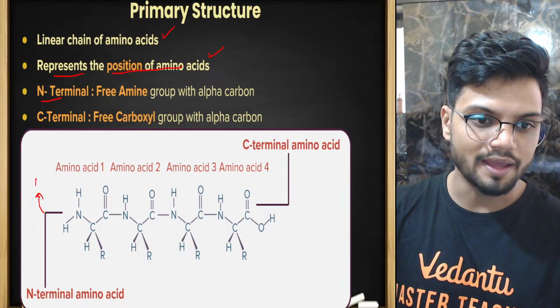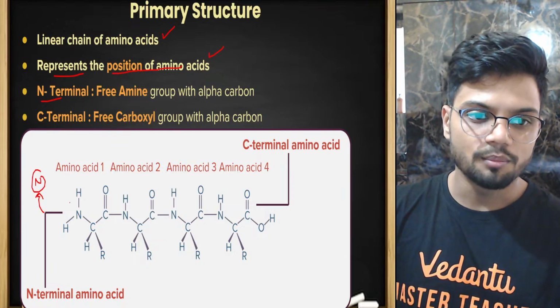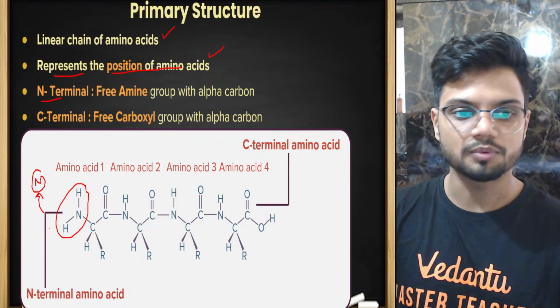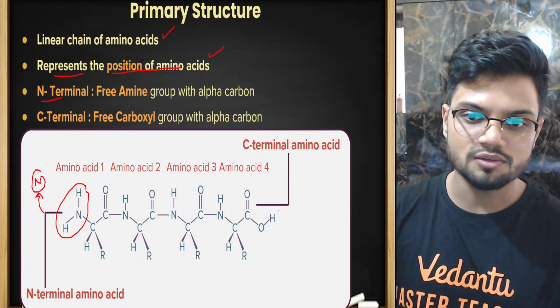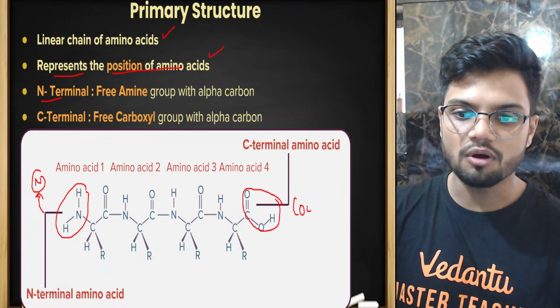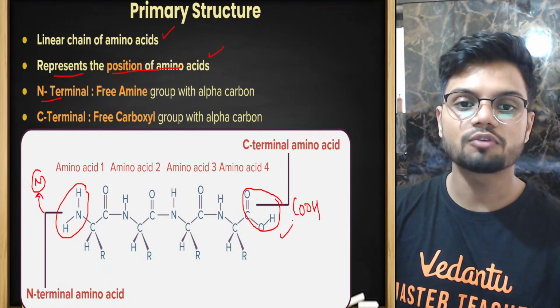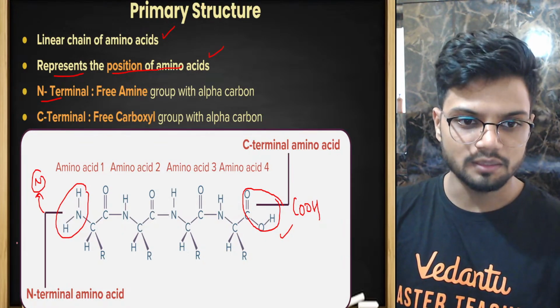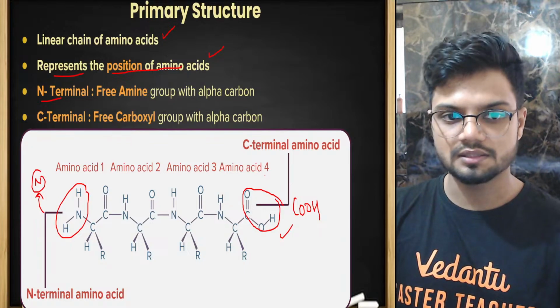Why do we call N terminal as N? Because it has a free amino group. Okay. Now, the last terminal is called the C terminal. Why? Because it has a free carboxylic acid group. C for carboxylic acid, C for C terminal. So N terminal is the first, C terminal is the last.